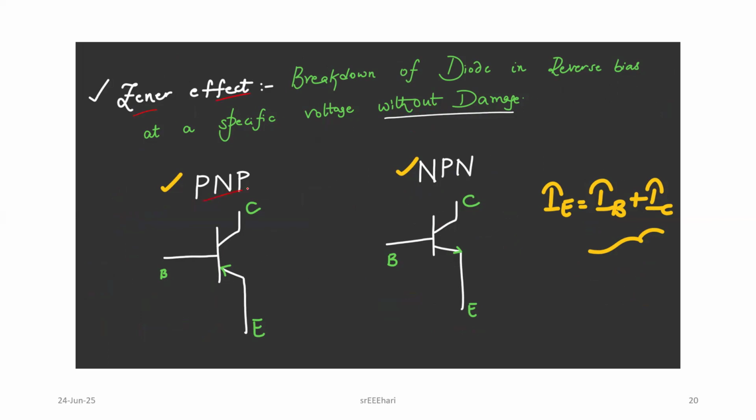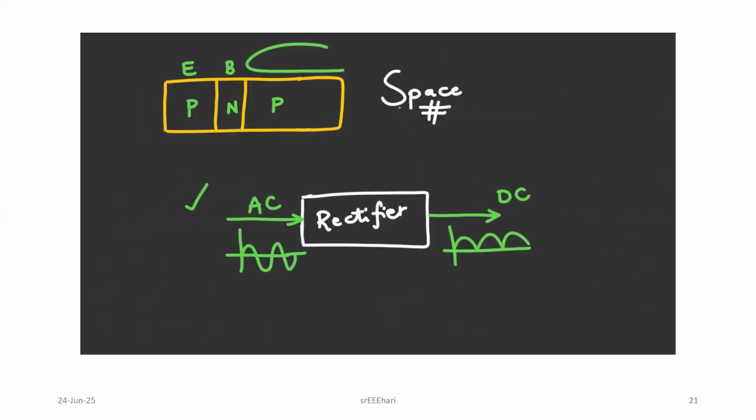These are the symbols for PNP and NPN. Don't forget emitter, base, collector: IE is equal to IB plus IC. Remember that equation. In PNP the arrow mark is inside, in NPN the arrow mark is outside. Space-wise, the collector occupies a large space compared to base and emitter. The base is the smallest, whereas the emitter is large, as the emitter emits the highest number of electrons.